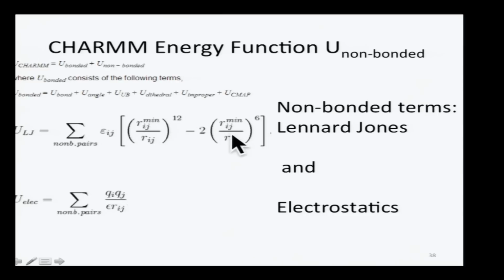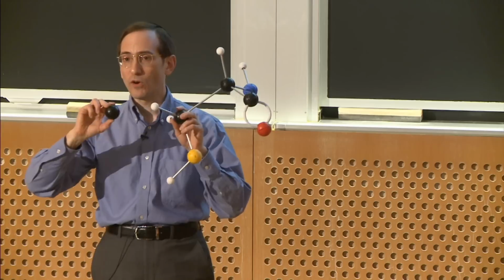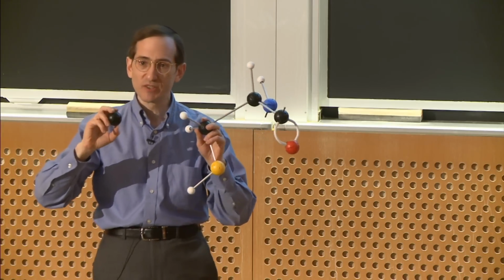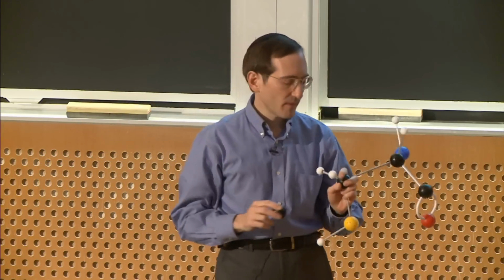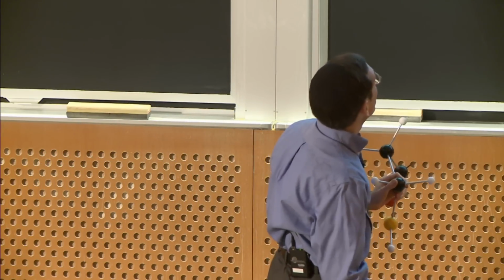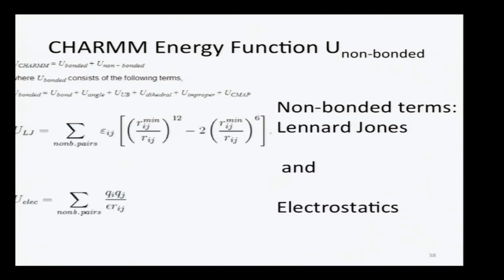The negative R to the 6th is an attractive potential. That's why it's negative. And it's because of small induced dipoles that occur in the electron clouds of each of these atoms that pull the molecules together. Okay, and the 1 over R to the 6th dependency has to do with the physics of two dipoles interacting. The R to the 12th term is an approximation to a quantum mechanical force.